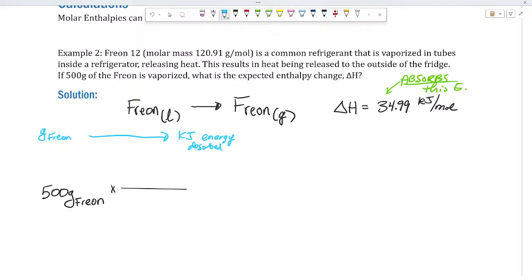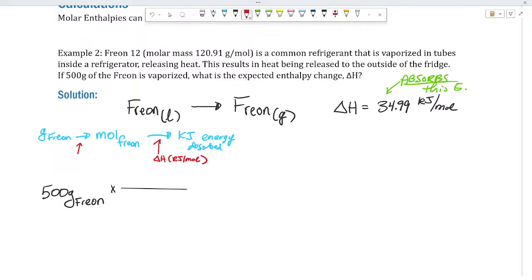Can I go directly from grams of something to how many kilojoules of energy it can absorb? Well, this doesn't tell you how many kilojoules get released per gram. It tells you how many kilojoules get released per mole. So first we're going to have to convert grams of Freon to moles of Freon. And then we can convert moles of Freon to kilojoules of energy because we know the delta H. The delta H tells you how many kilojoules get released or absorbed for every mole.